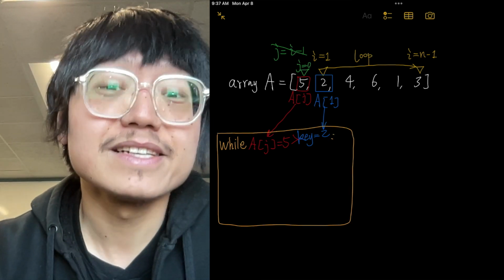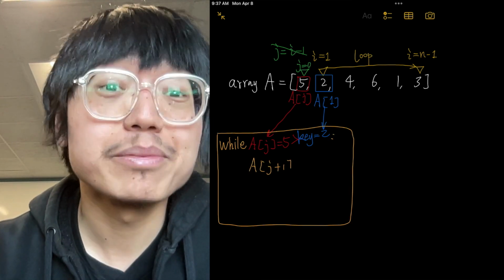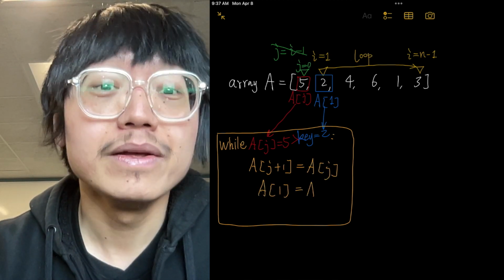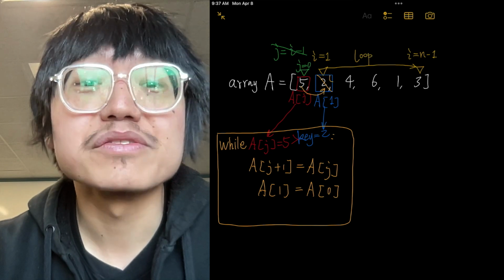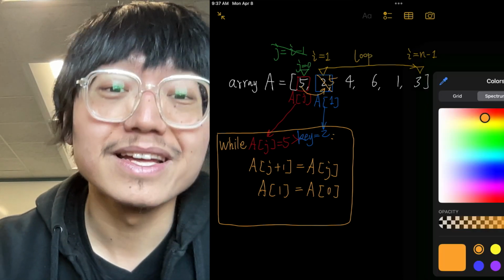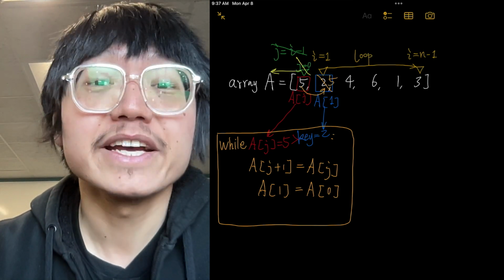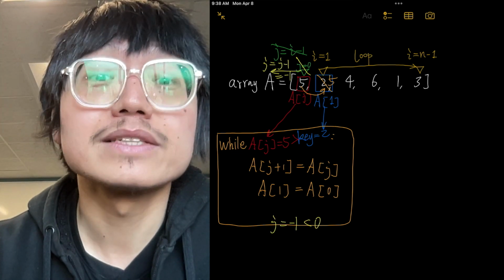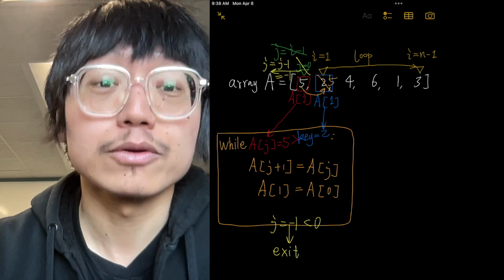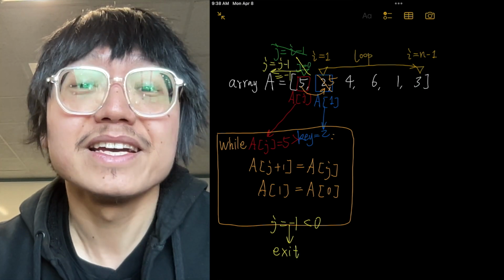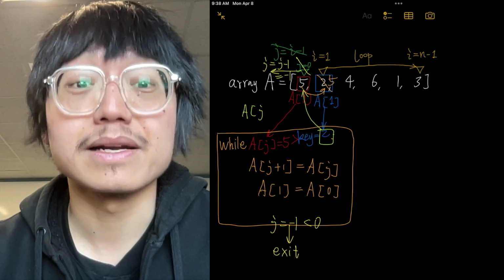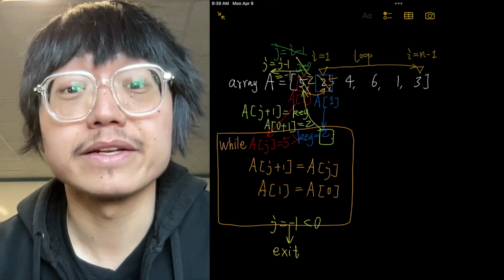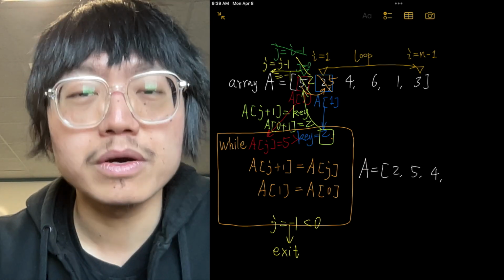Then we set A[j+1] to A[j], which assigns A[0] into A[1]. So this array now becomes 5, 5, 4, 6, 1, 3. And then we decrement j to -1. Since j is now -1, the loop condition fails, so we exit the while loop, and then we assign the key's value into A[0+1], which makes the first 5 become 2, making this array now 2, 5, 4, 6, 1, 3.